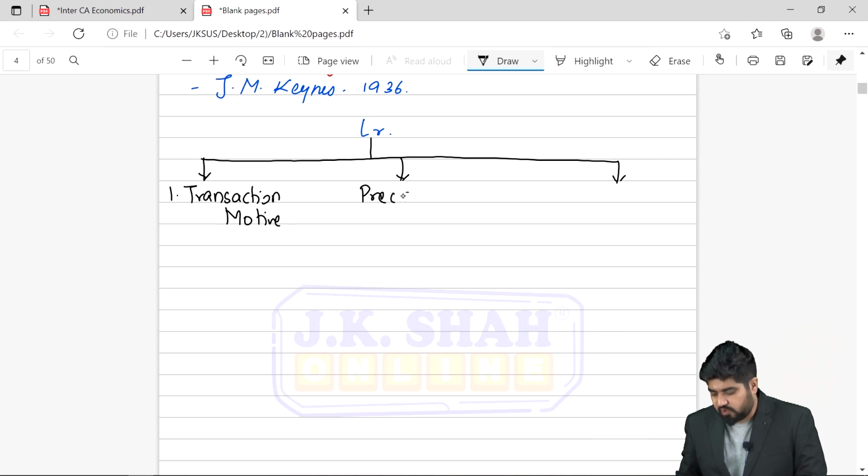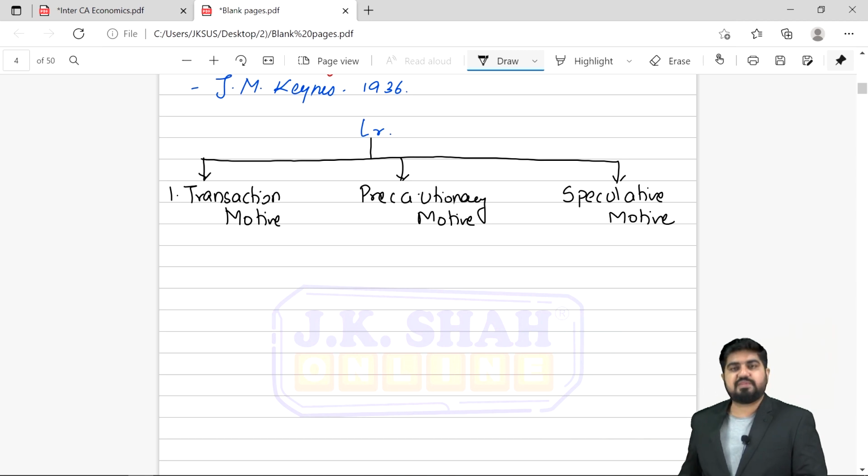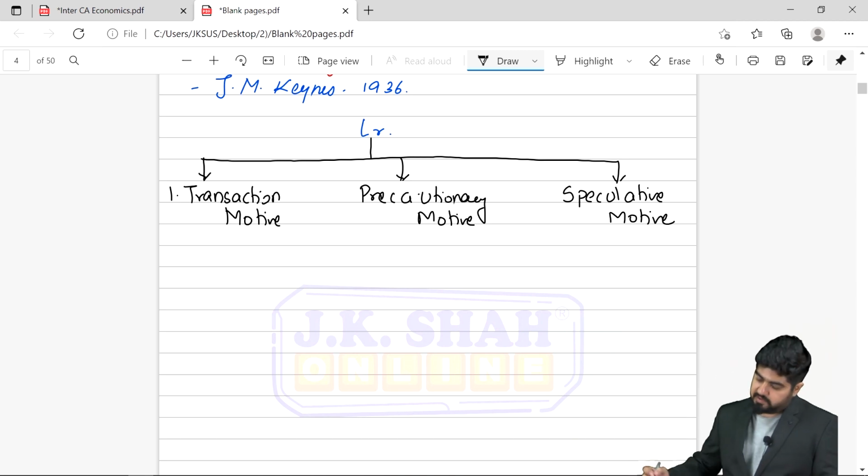Second one is called precautionary motive. Third and last one is called speculative motive. These are the three motives.